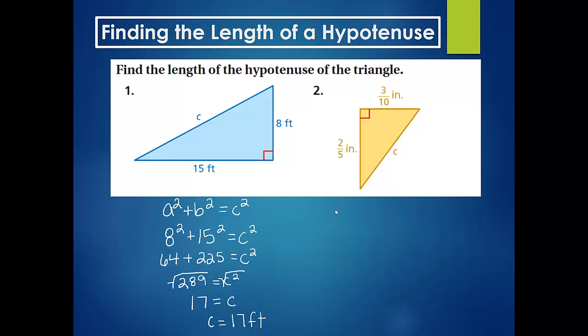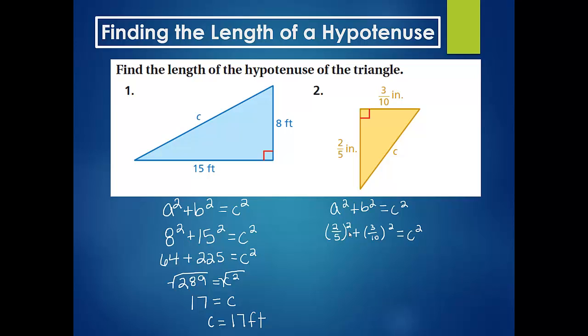Now for number 2, we'll start again with a squared plus b squared equals c squared. Once again, we do not know c, so we do have our lengths for a and b. Those two lengths are 3/10 inches and 2/5 inches. So we can go ahead and just choose one of those two for a. So we can say 2/5, and we'll have 2/5 squared, plus b would be 3/10 then, so 3/10 squared, and that would be equal to c squared.